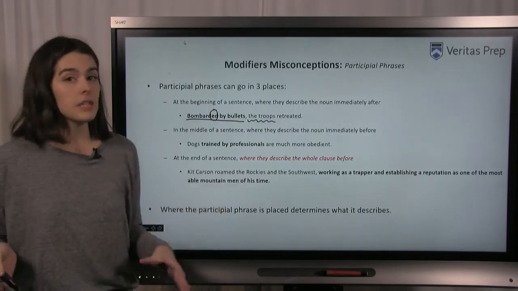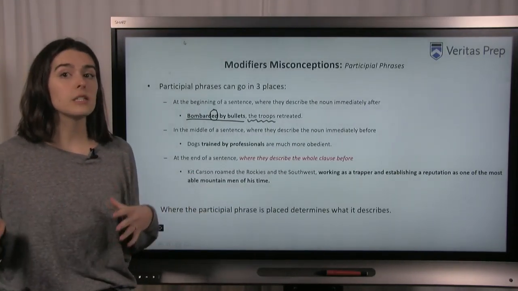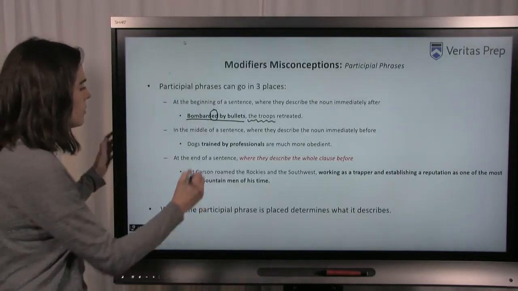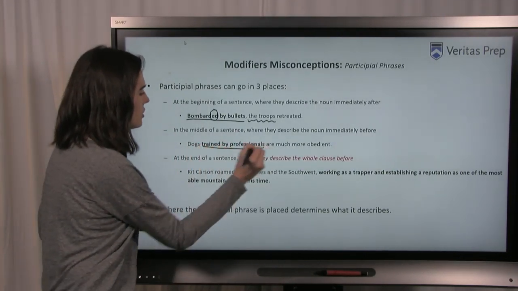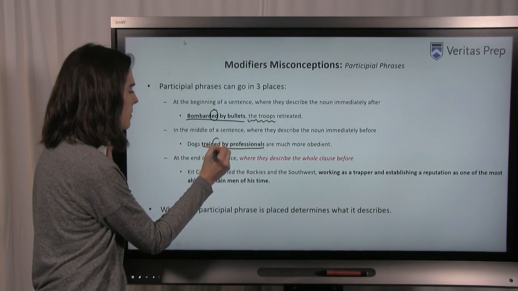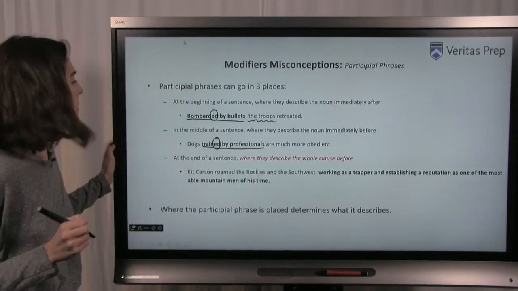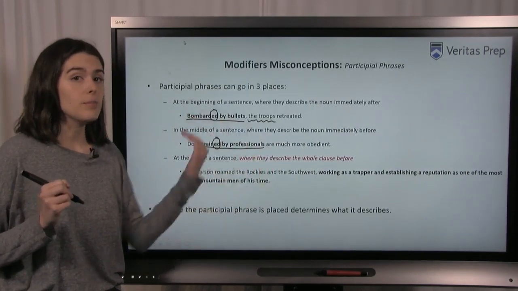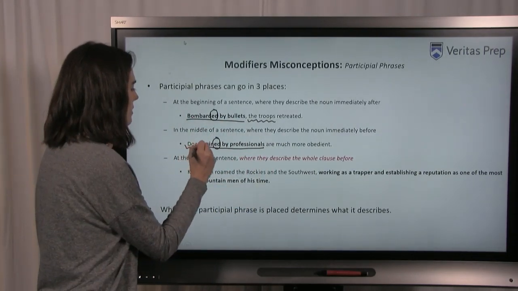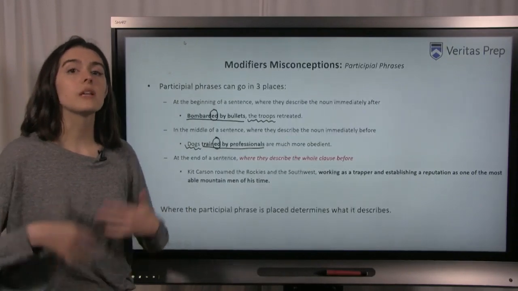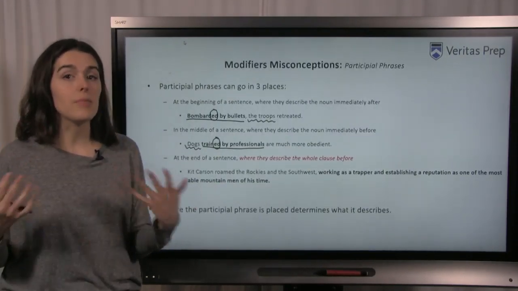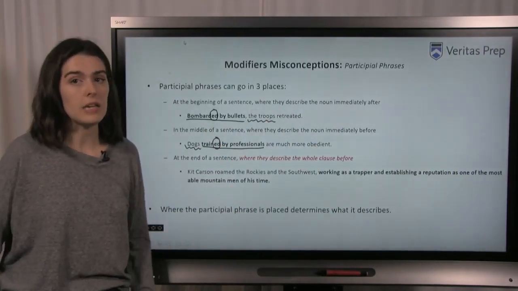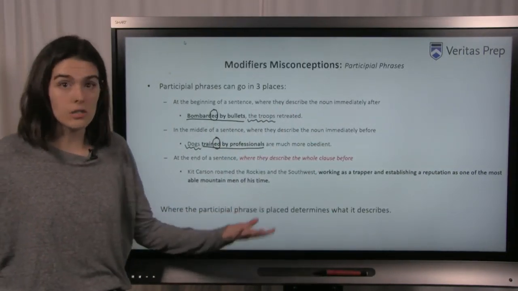In the middle of a sentence, a participial phrase is going to describe the noun immediately before. So here we see trained by professionals. Again, another ed. Could be an ing, doesn't matter. Since it's in the middle of the sentence, it's going to describe the noun right before it. Dogs. So here we are saying the dogs are trained by professionals, and we're saying the dogs that are trained by professionals are much more obedient than dogs who are not trained by professionals.